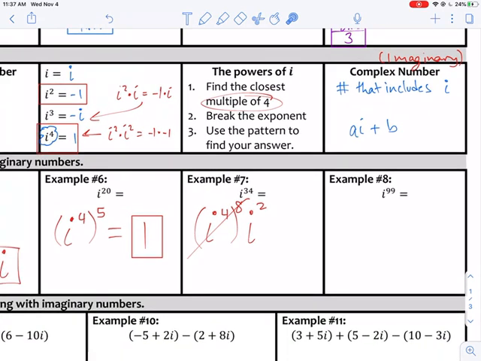So you should be able to reduce it down to one of these 4 options. That's why these are super important. Well, I just look over here and go i to the 2nd. That's -1.